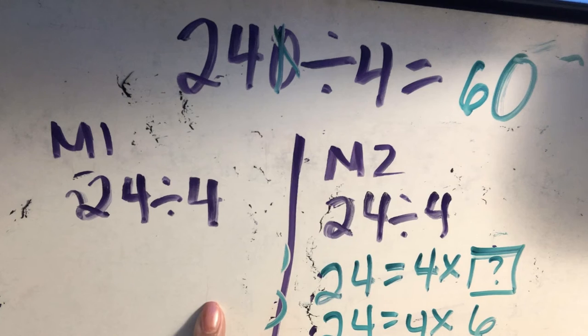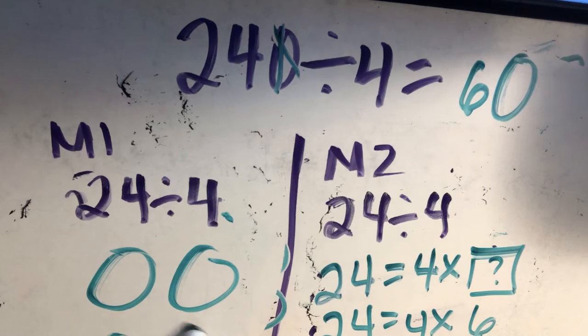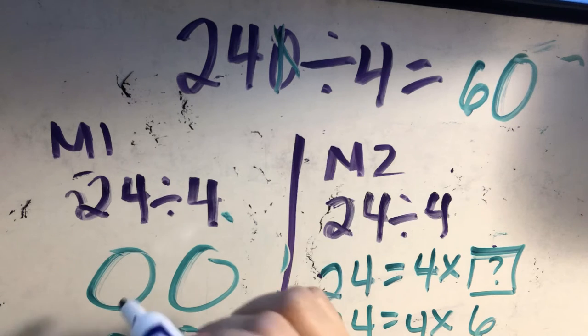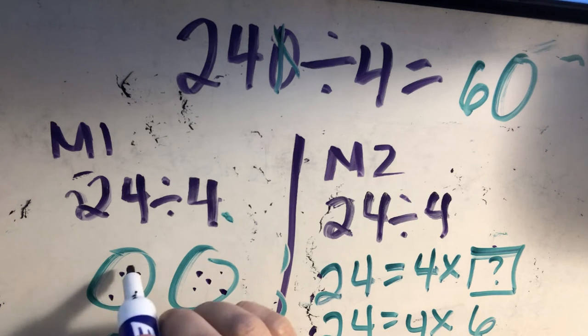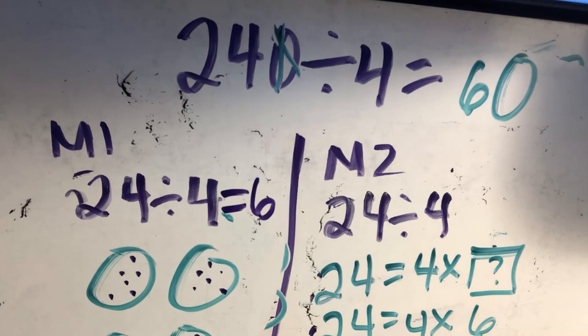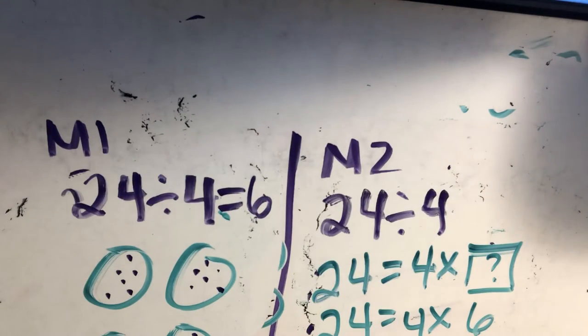Okay, let's double check it on this side. We're going to make 4 circles: 1, 2, 3, 4. And we're going to see if there are 6 spots in each of these circles after we hit 24. 1, 2, 3, up to 24. Are there 6 spots? Perfect. So there's 6, and that is our answer. So our answer would have been 60. Okay, let's move on to number 9.